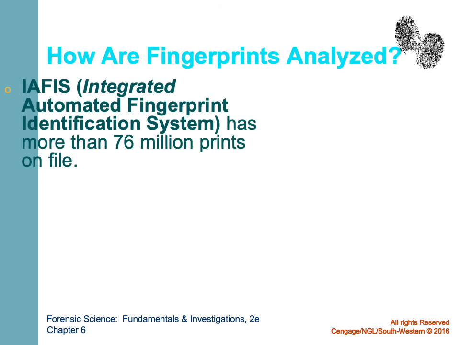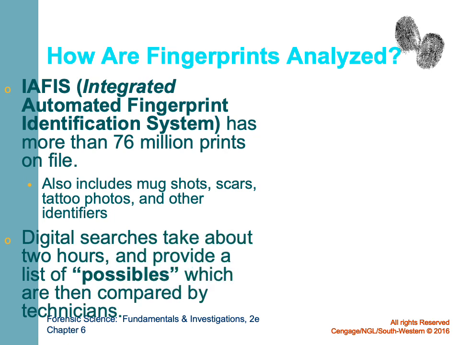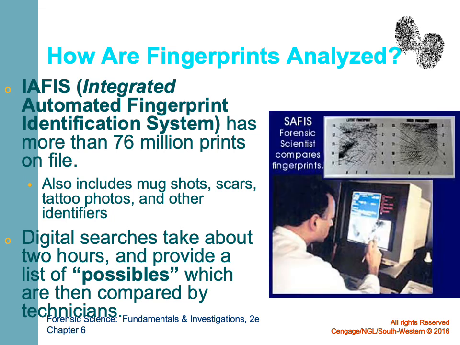So all these prints are going to be stored in what's known as the Integrated Automated Fingerprint Identification System. It has more than 76 million prints. They also have mugshots, scars, tattoo photos, and other identifiers. Okay, but these digital searches can be made within 2 hours. And what it does is the computer will pull out possible matches, and then a technician will need to actually identify those matches using a comparison microscope or a computer in this case.